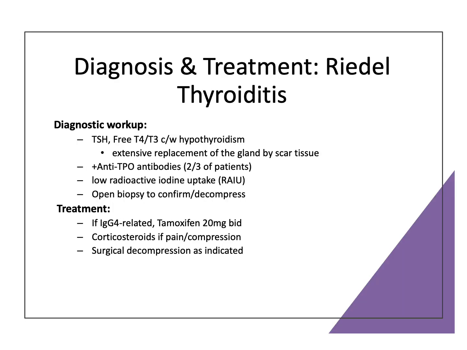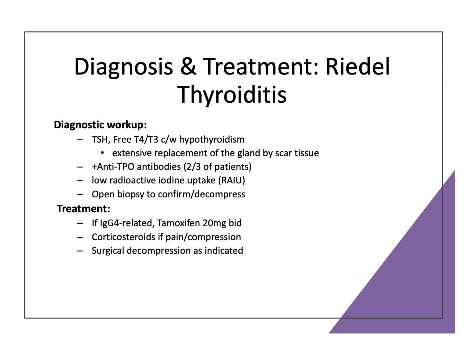In terms of the Riedel thyroiditis, again, you're going to start with your TSH, free T3, T4, and it is going to be consistent with a hypothyroid state because of the extensive replacement of the gland by scar tissue. Okay, these people will have anti-TPO antibodies most of the time, and they will have a very low uptake of radioactive iodine because we're not making any thyroid, right? We have replacement of glands by scar tissue. So that's the reason why you have low uptake, because we are not taking up iodine, and we have a very non-functioning thyroid gland. So occasionally these people need an open biopsy to confirm the diagnosis, or just to decompress surrounding structures.